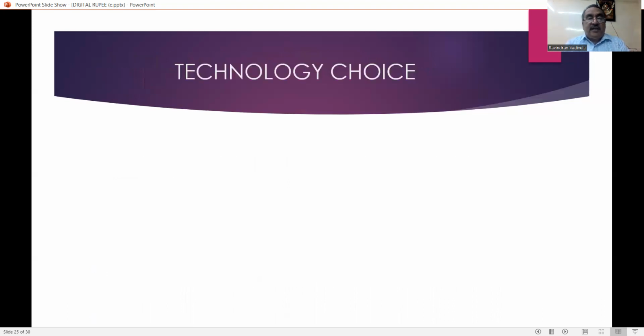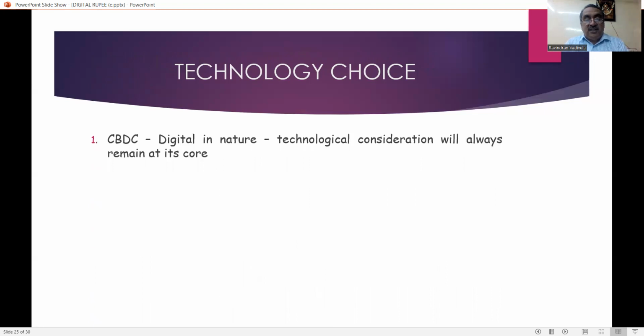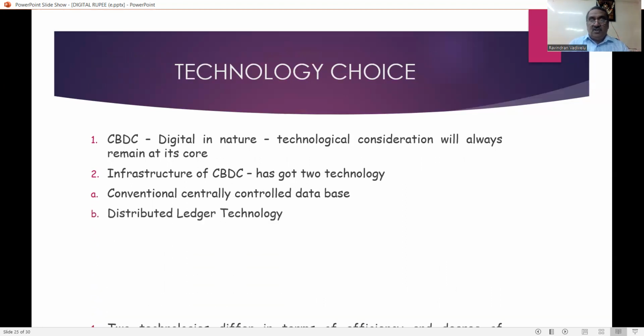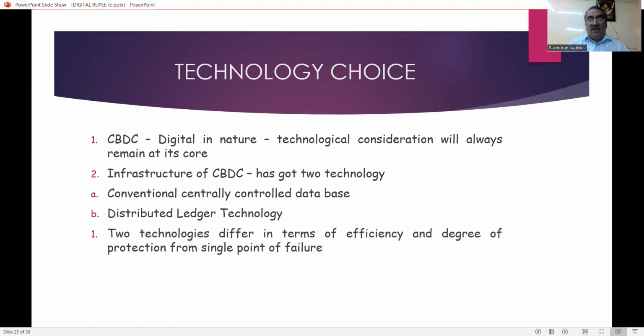Now we are moving to technology choice. It is digital in nature. Technological consideration will always remain at its core, because everything is related to technology change. The infrastructure of CBDC has two technologies. One is the conventional centralized control database. The second one is distributed ledger technology. The two technologies differ in terms of efficiency and degree of protection from a single point of failure. So for each and every one, the usage is different.